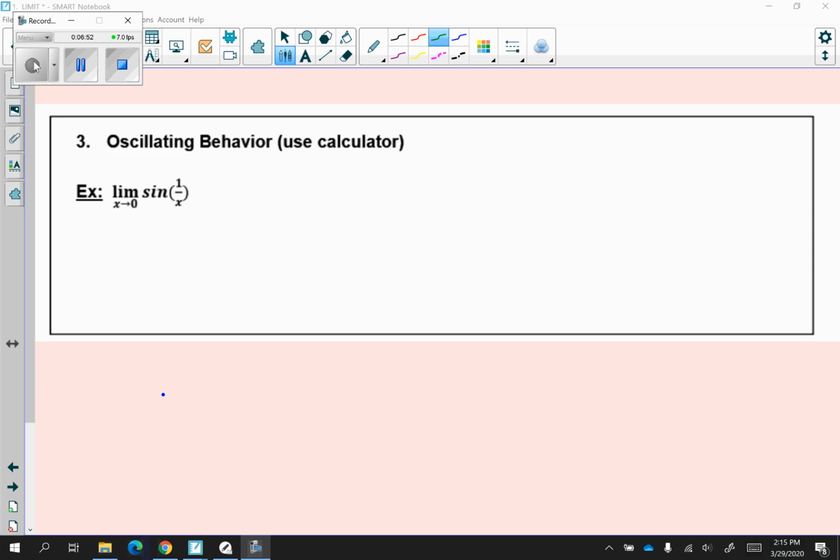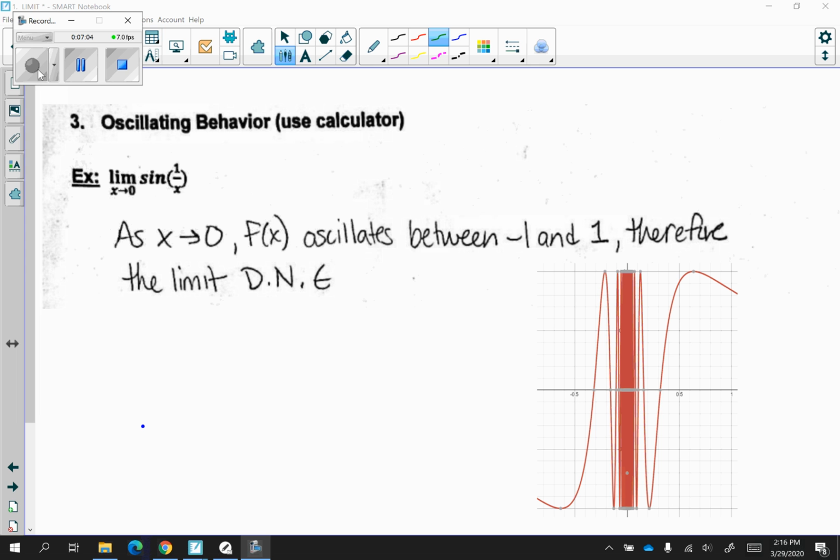Why don't you take a look at number 3, oscillating behavior? Use your calculator to see what the limit as x approaches 0 of sine of 1 over x is. Pause the video now. If we were to graph sine of 1 over x, we would see this below, where it oscillates between -1 and 1. If it goes back and forth between -1, 1, -1, 1, the limit does not exist.